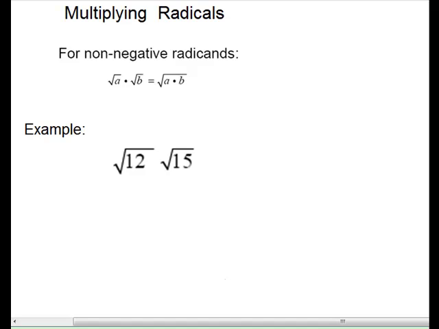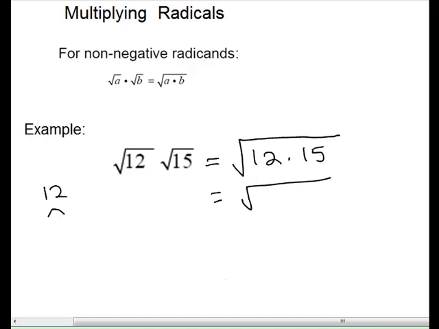Square root of 12 times square root of 15. So both are positive square roots. We're going to put them under the same radical. 12 times 15. And we're going to break them down. So for 12, we'll do it on this side. We can do 4 times 3. And 4 has some 2's. So 2 times 2 times 3. 15 is 3 times 5. And those are primes.